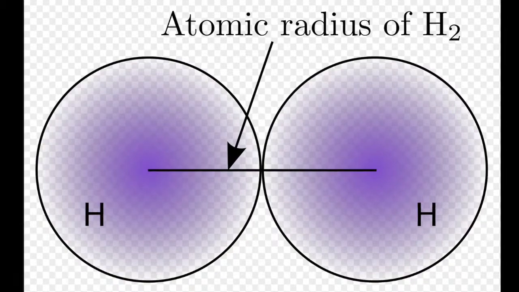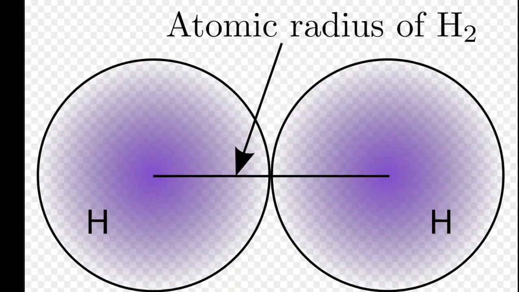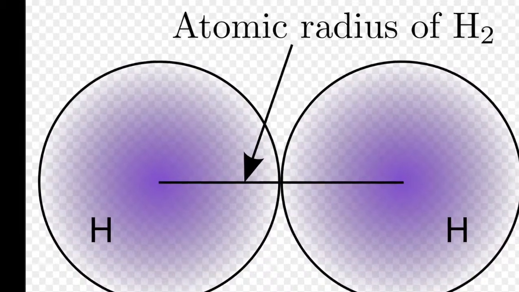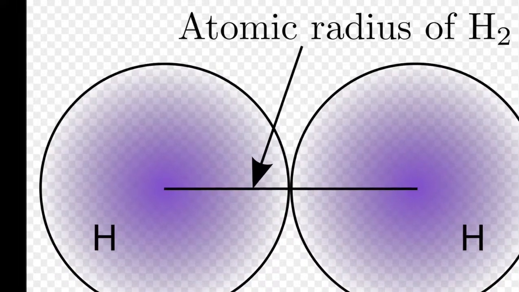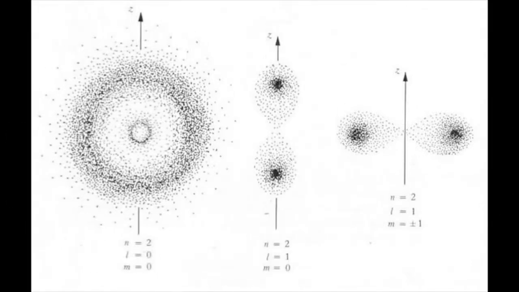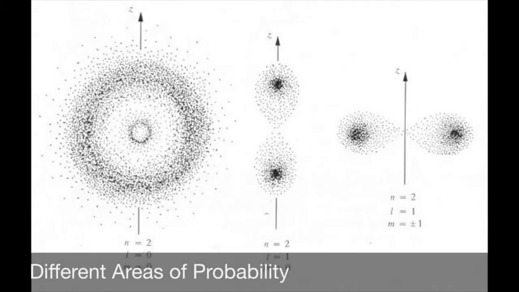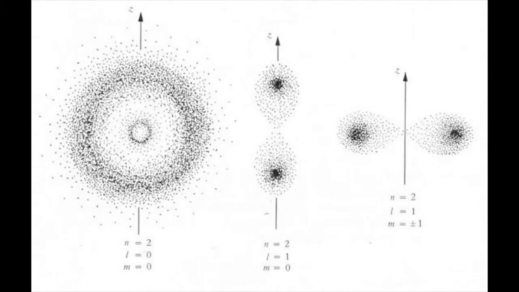On to a brief review of atomic radius. In simple terms, the atomic radius is the distance from the center of the atom, the nucleus, to its outermost valence orbital. However, it is a bit more complicated than that. As we know, electrons can be found in a certain area of probability. There is not one single defined orbit.